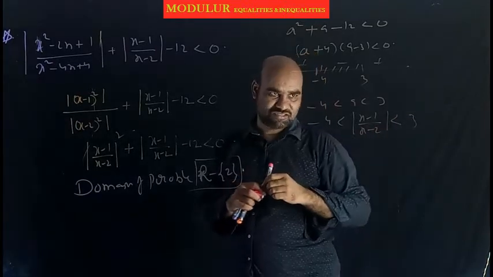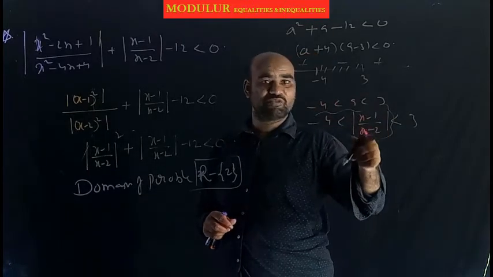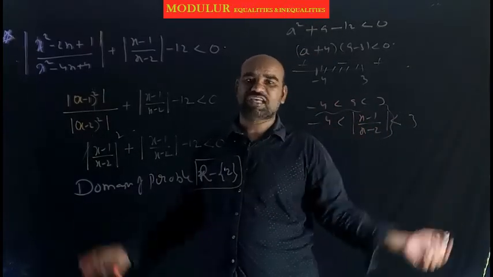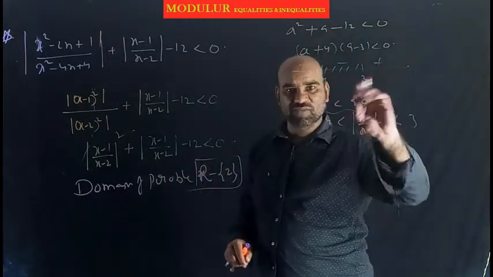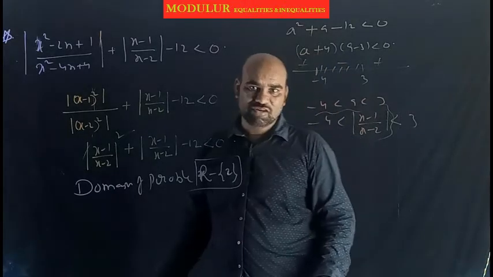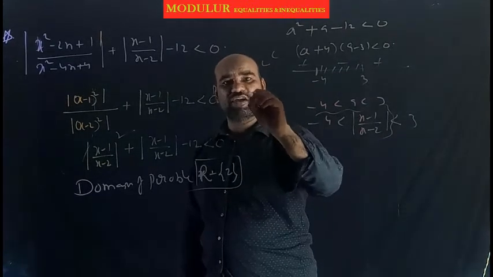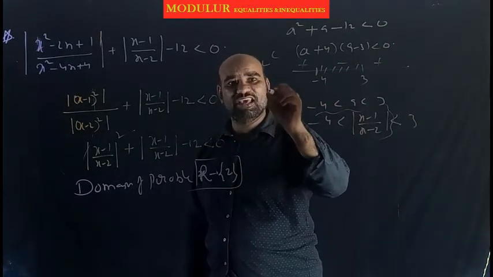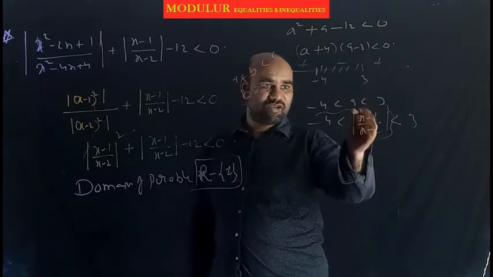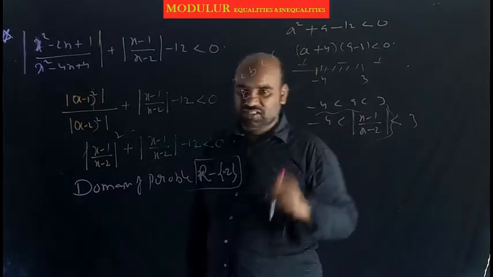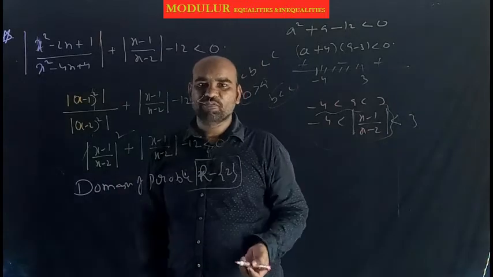Observe here, two cases. One case is mod of (x minus 1)/(x minus 2) should be greater than minus 4. This holds for all real numbers. Already 2 is not there, no problem. Any real number you take here, mod of (x minus 1)/(x minus 2) is greater than minus 4, since it is a non-negative number. So a less than b less than c means we want to find the values of b greater than a and b less than c. Their intersection we should find. This should be greater than minus 4, find such x values. Next, this should be less than 3, find such x values. Their intersection is the total solution.